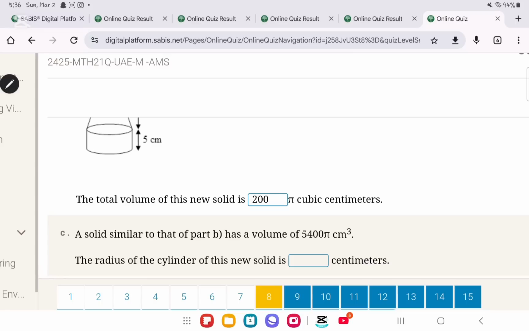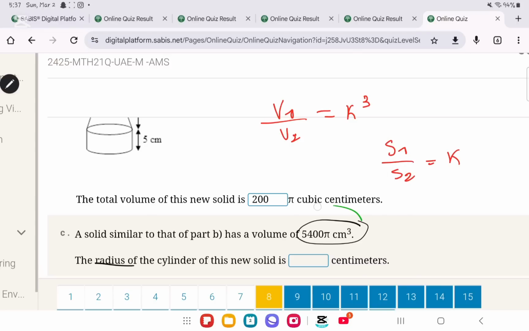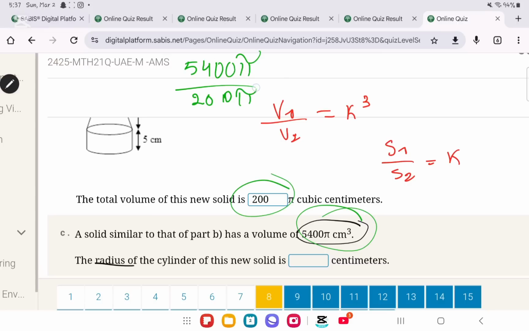Now, we have a solid similar to that of part B has a volume of 5,400 pi centimeter cubed. They need the radius of the cylinder. We will apply the ratios of proportionality or similarity. Volume 1 over volume 2 is equal to k to the power of 3, and side 1 over side 2 is equal to k. Volume 1, we will take it as 5,400 pi over volume 2, which is 200 pi. It is equal to k cubed. So you're going to get that k cubed is equal to 27. So that means k is equal to 3.